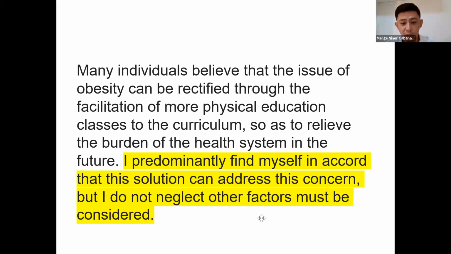All right. Many individuals believe that the issue of obesity can be rectified. Rectified, correct, fix it, all right? Through the facilitation of more physical education classes to the curriculum. So what is that for? So as to relieve the burden of the health system in the future. So what's my answer? I predominantly find myself in accord, which is 70-30, that this solution can address this concern. But I do not neglect other factors that must be considered, which is exactly what we're going to answer later. As Caitlin said, discipline at home and also the food they eat.